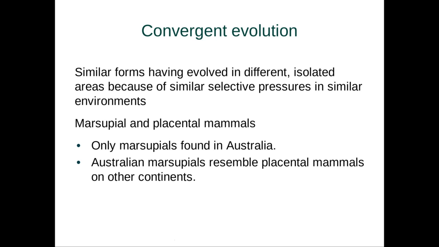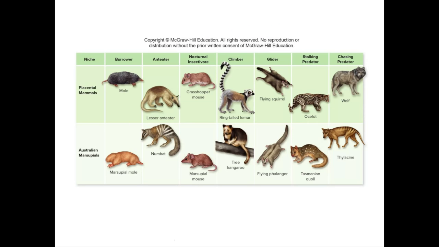Now, this leads us to another idea, which we call convergent evolution, where similar forms evolve in different yet isolated areas because of the similar selective pressures in environments. So again, that's the cacti evolving in the Gobi Desert and in the American Southwest. Now, we can actually see this in marsupials and placental mammals. Marsupials are only found in Australia. However, Australian marsupials resemble placental mammals found on other continents. So marsupials evolved in Australia, but the selection pressures were similar in Australia and elsewhere, thus leading to similar structures, similar functions.